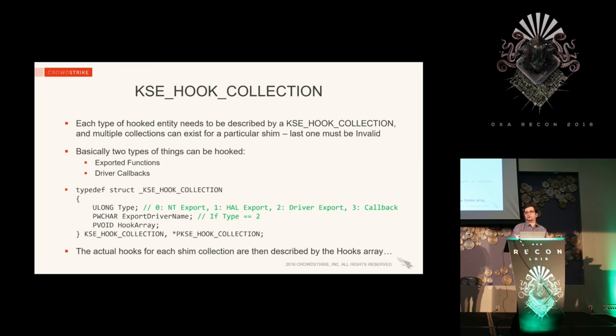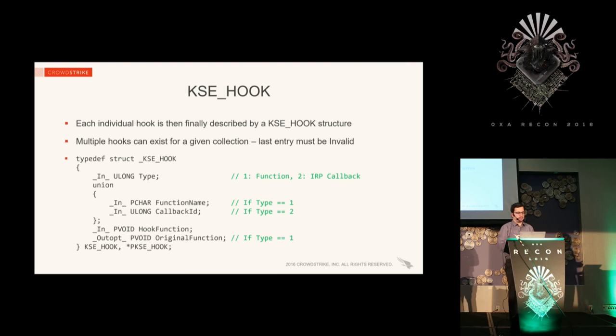You now have to go and actually define the hooks that make up this collection. So that's now with another structure. And kind of repeatedly, that structure has its own type, one for function or two for callback. If this is a function, you have to give it the function name that you're hooking. If this is an IRP callback, you give it a callback ID. I'm going to see what the callback IDs match up to. You then pass in the address of your function that's going to be hooking that thing. So the hook function there, that PVOID, is a pointer to your hook. And in original function, you get a pointer back to the original function that got hooked.